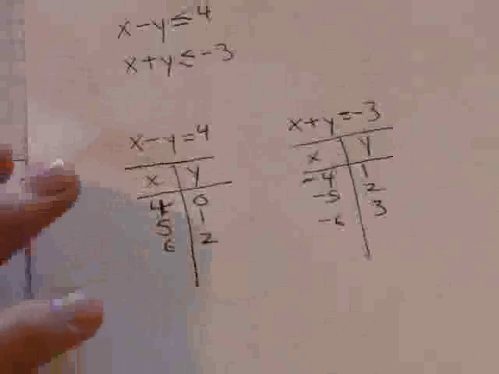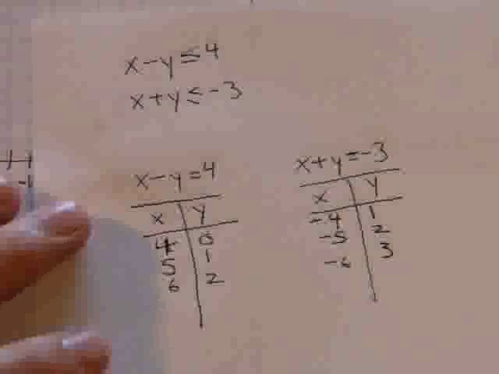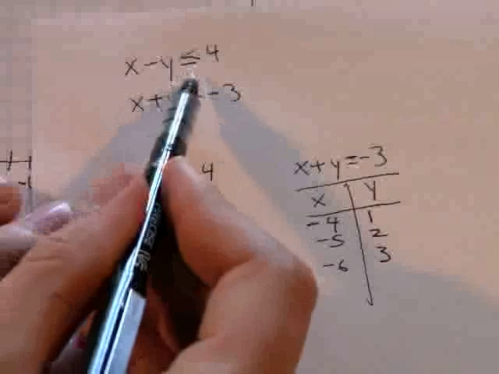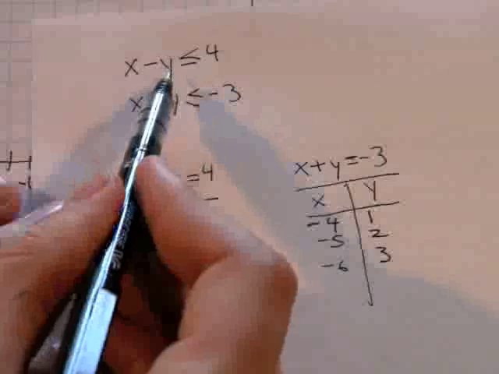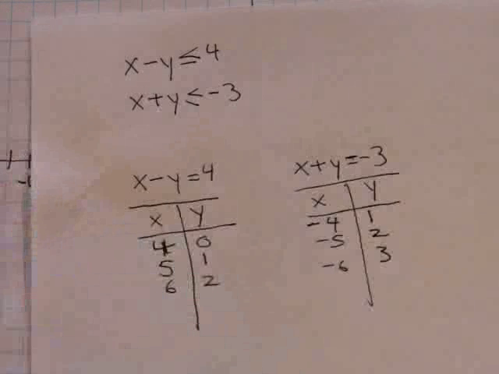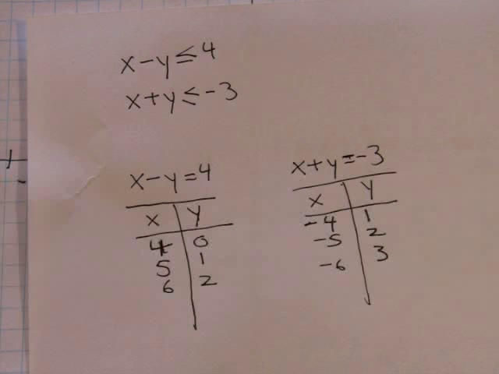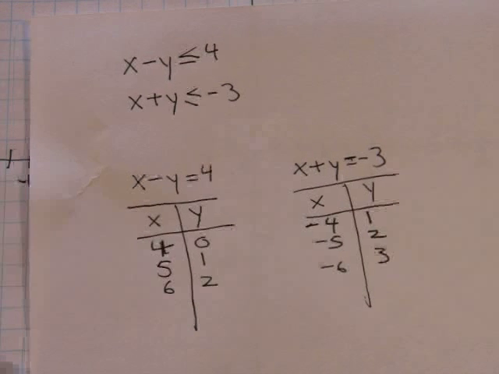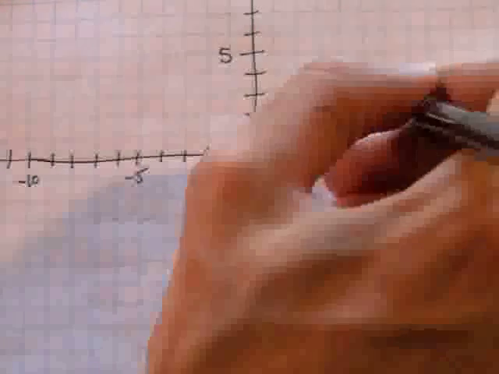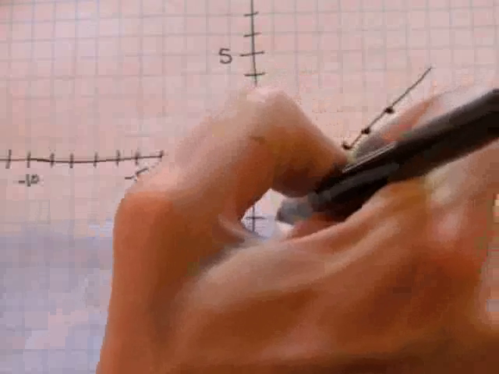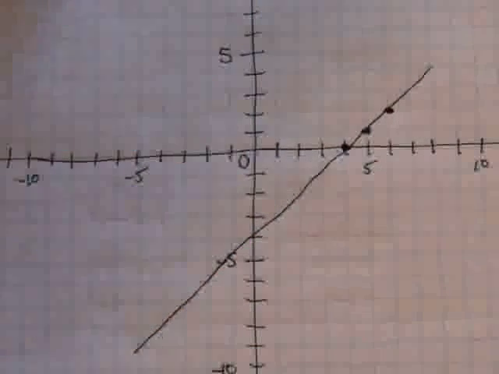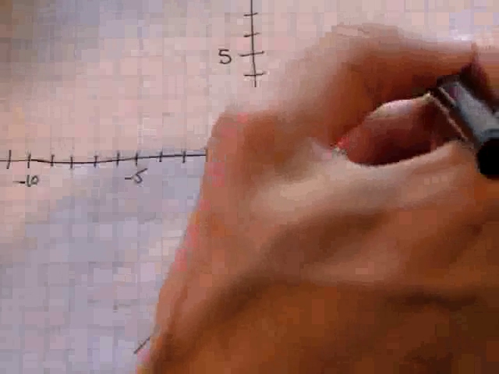To complete the graphing, you have to remember to look up here and look at this sign. If it didn't have this underscore right here, and it was just a less than sign, we would do a dash for the line. But in this case, we want a solid line because it does have the underscore there. So go ahead and just draw in a solid line. Okay, and that would extend on.